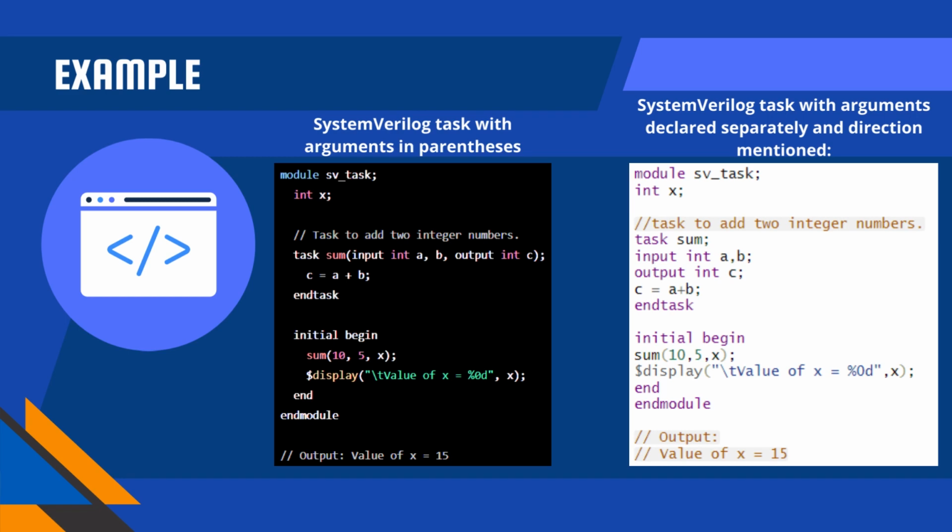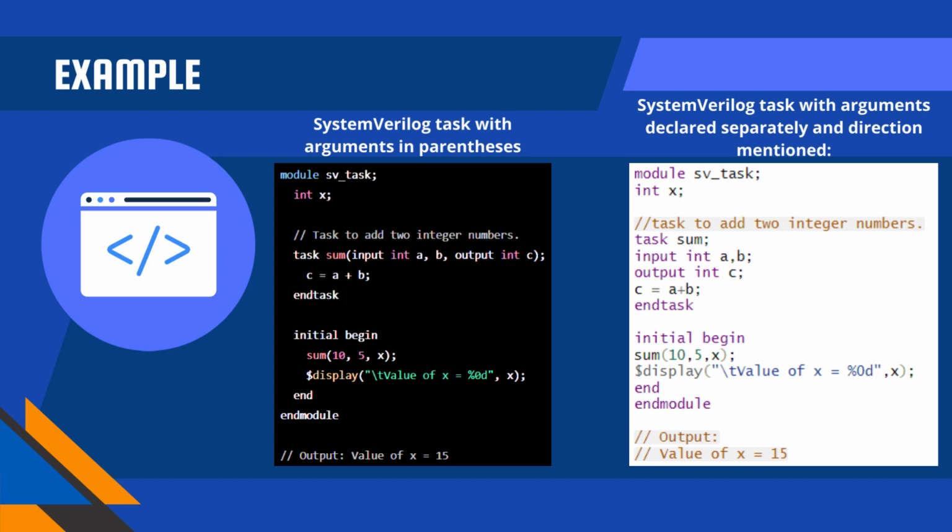Then, we have called the task in the initial block with input values of 10 and 5, and the output is assigned to variable x. Finally, we have printed the value of x using the $display statement. The output of this simulation will be: value of x is equal to 15. Next, let's see an example of a SystemVerilog task with arguments declared separately and direction mentioned.